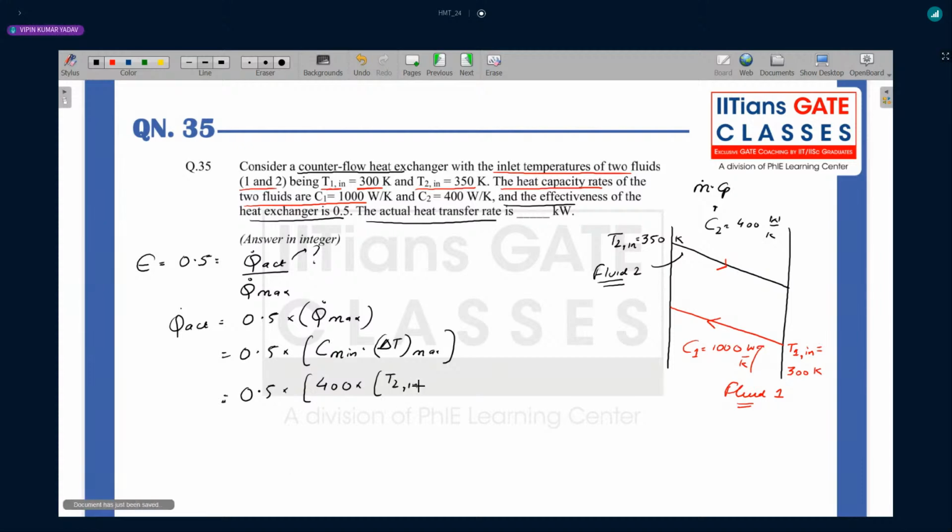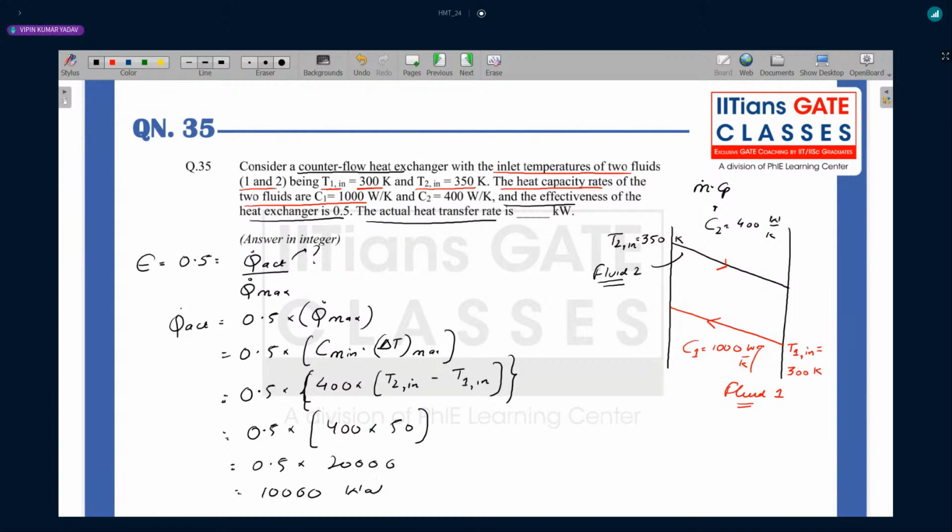I don't think I need to write all this because you are all well prepared and I don't think I need to write the terminology. But anyway, chalo. Now, this is 0.5 into 400 into 350 minus 300. So it is again 50. And when you solve it, this is 20,000 and this is 10,000 watts. They're asking in kilowatts. So Q dot actual is equal to 10 kilowatt.